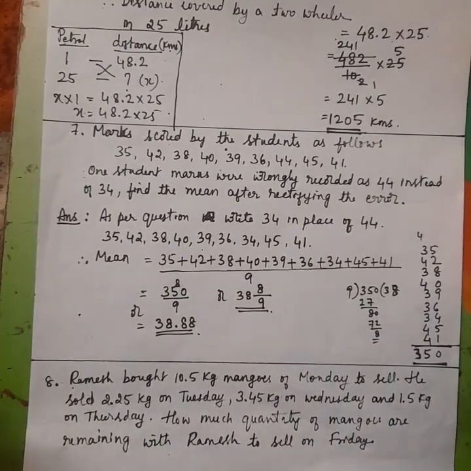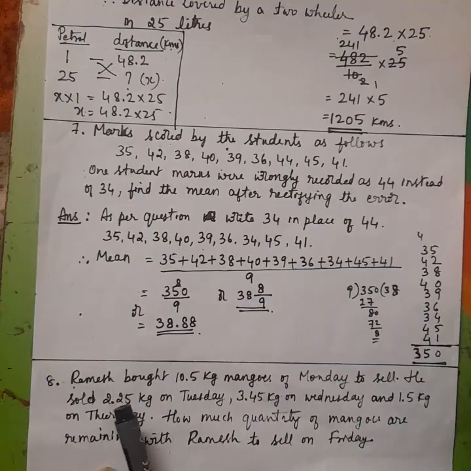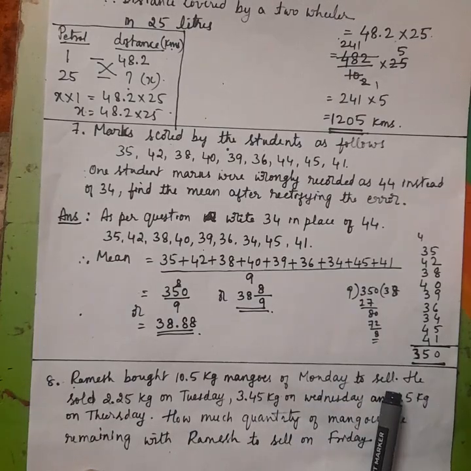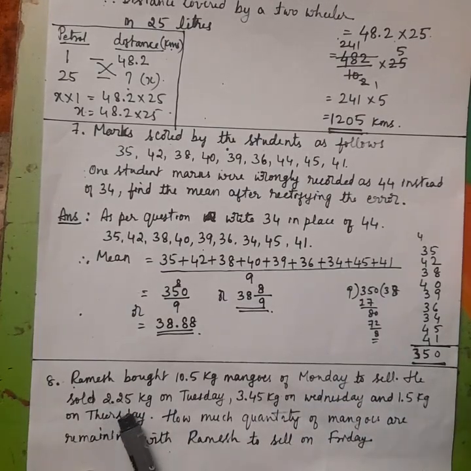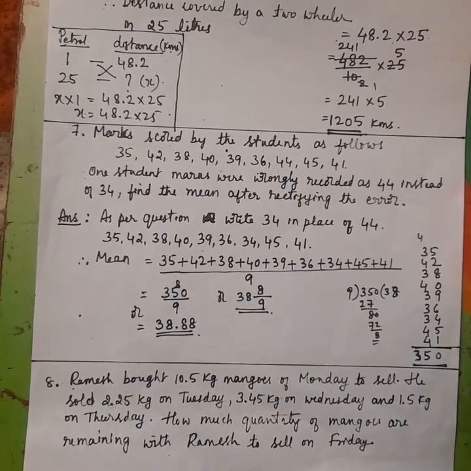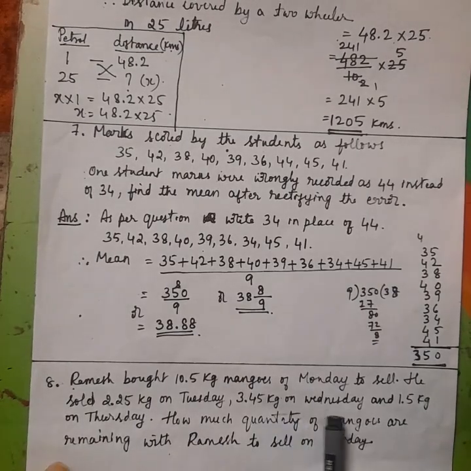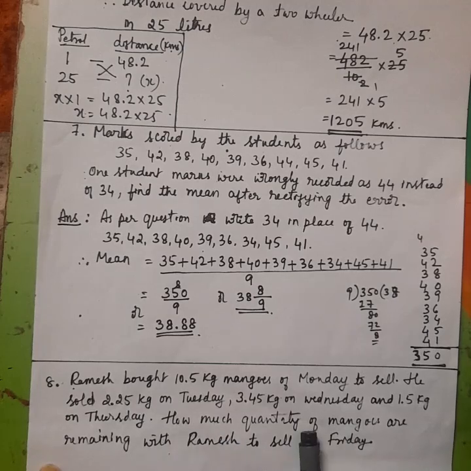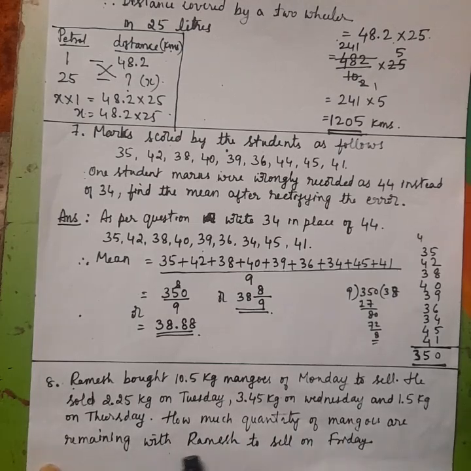Now let's go to the next question. Question number 8. Ramesh bought 10.5 kg of mangoes on Monday to sell. He sold 2.25 kg on Tuesday, 3.45 kg on Wednesday and 1.5 kg on Thursday. How much quantity of mangoes is remaining with Ramesh to sell on Friday?